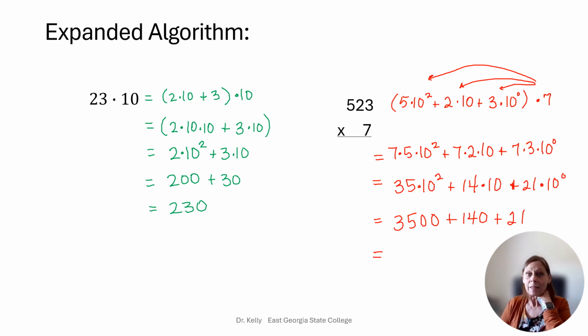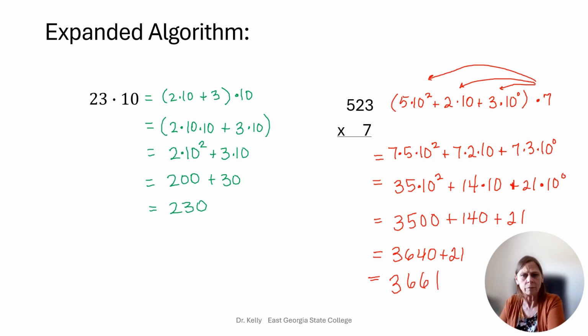You would add up the things that are quicker and easier to do. So 3,500 plus 140 would be 3,640 plus 21, and then 40 and 21 is 61, so we get 3,661. Sorry, I tried to skip. I should show every step. So should you.